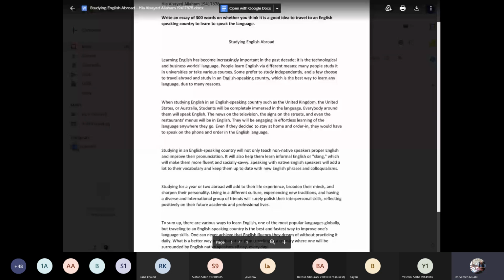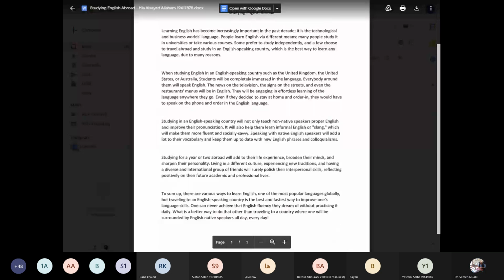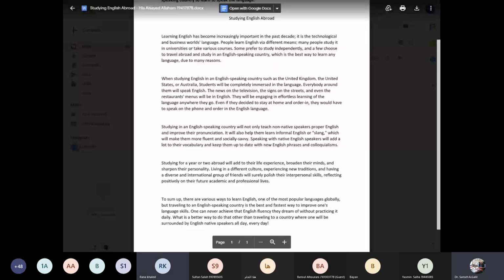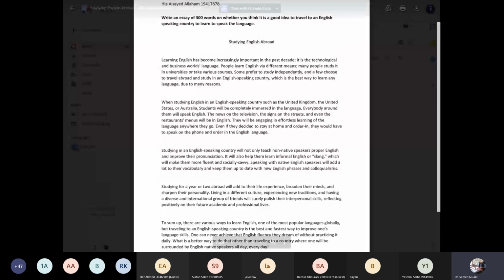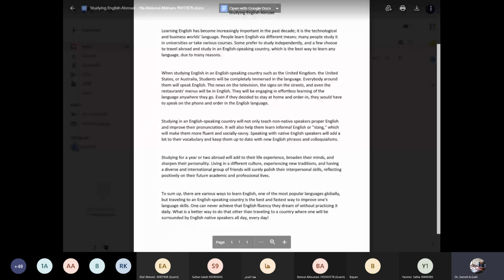Okay, so how many paragraphs do we have? I'm asking you. 5. Okay, so we have 5 paragraphs, which makes it an essay, right? Good. So if we're going to number them, of course, learning English has become, this is the start of paragraph 1. When studying English in an English-speaking country, this is paragraph 2, right? And then studying in an English-speaking country is paragraph 3. And then studying for a year or 2 is paragraph 4. And then paragraph 5 to sum up, right?